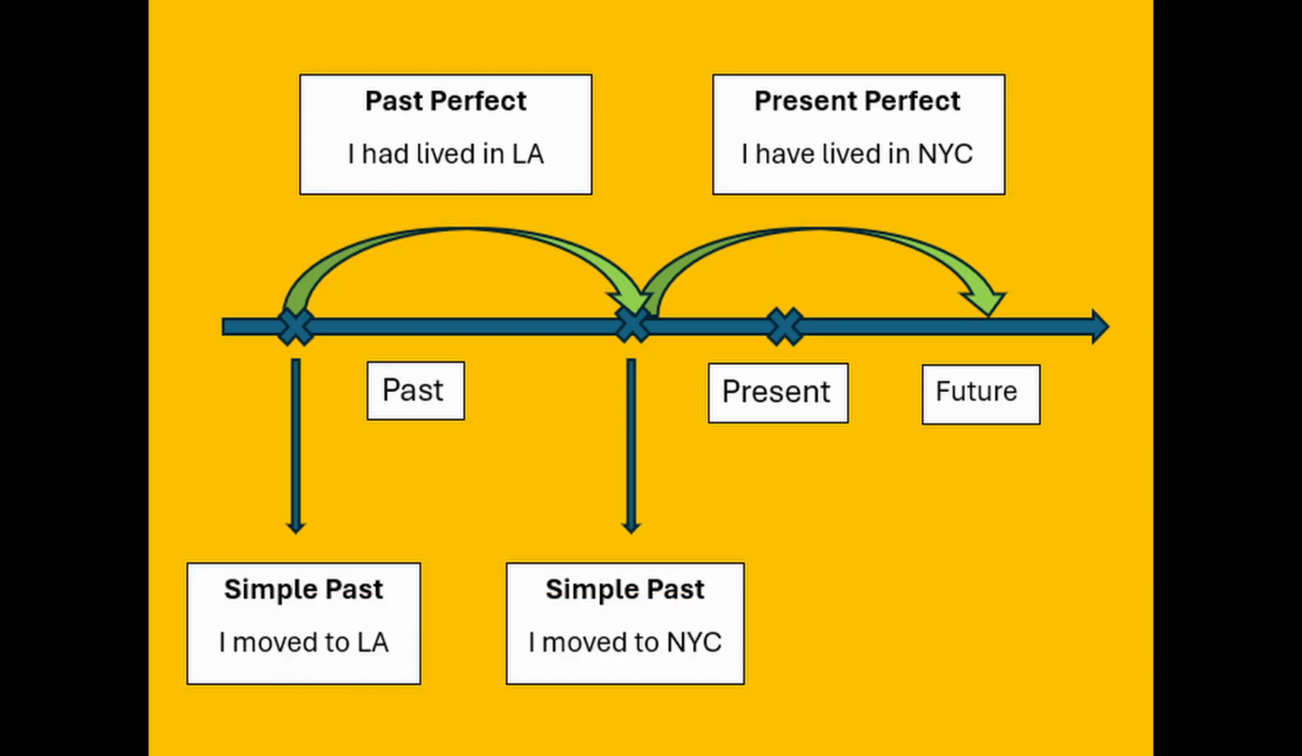All right. But have a look at Los Angeles, right? Los Angeles is finished, right? Now I live in New York City. I don't live in Los Angeles. So Los Angeles is finished. That action is finished. I had lived in LA, right? I had lived, or you could also say I had been living if you want to use the past perfect progressive, if you want to stress the ongoing nature of that action.